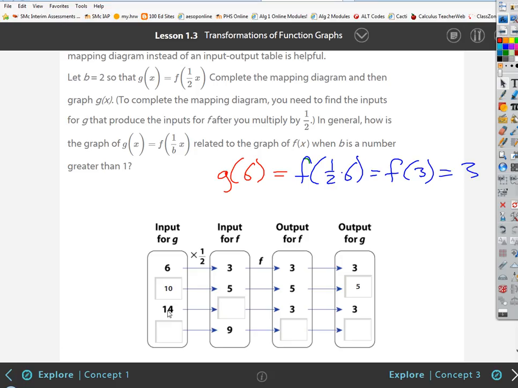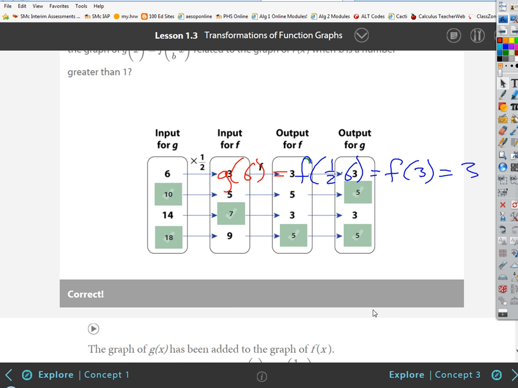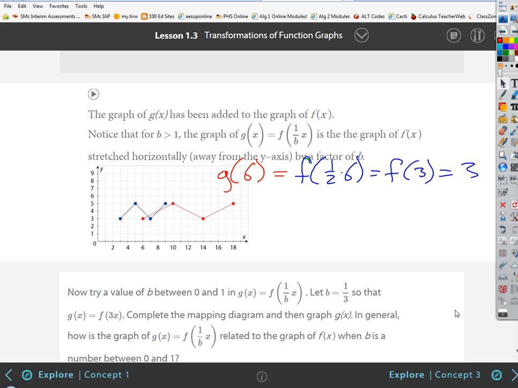If I input 14 for g, what's that equivalent to as an input for f? I multiply by 1/2, 7. When I input 7 for f, I got back 3 for y, right? So that's my output for g. Okay, which number would I have to input for g if I want to have 9 being the number input to f? 18. My output for 9 was 5. So I get 5 for g. What's that look like? Looks like that, doesn't it?